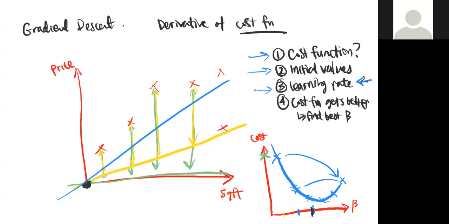So the cost curve is based off the derivatives of the residual sum of squares, correct? Or is the cost curve literally the residual sum of squares? Okay.